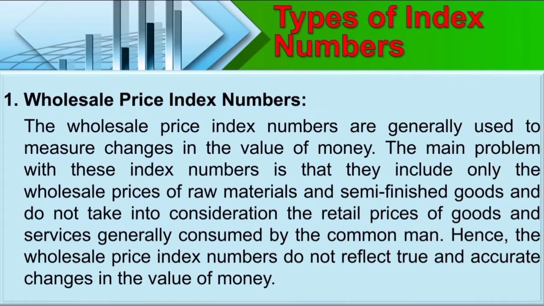Types of index numbers. Number 1. Wholesale price index numbers. The wholesale price index numbers are generally used to measure changes in the value of money. The main problem with these index numbers is that they include only the wholesale prices of raw materials and semi-finished goods and do not take into consideration the retail prices of goods and services generally consumed by the common man. Hence, the wholesale price index numbers do not reflect true and accurate changes in the value of money.